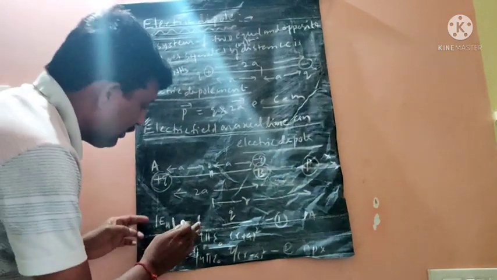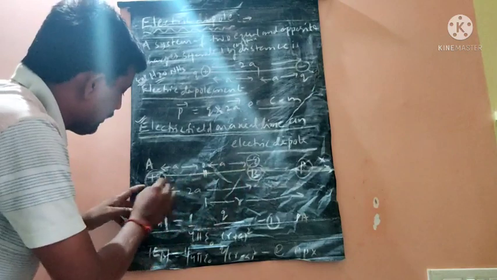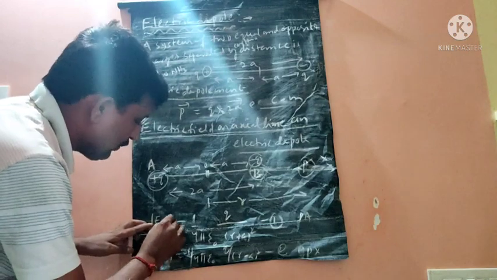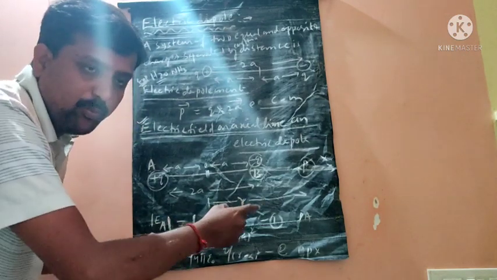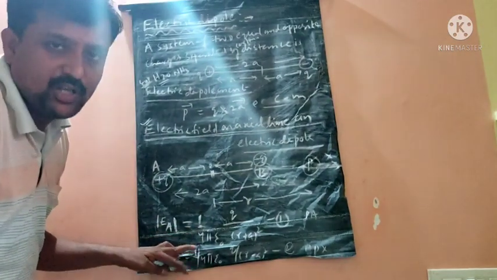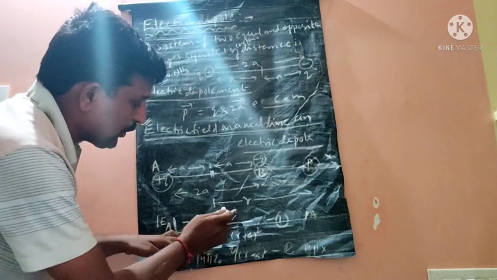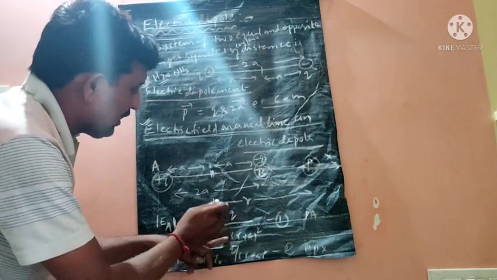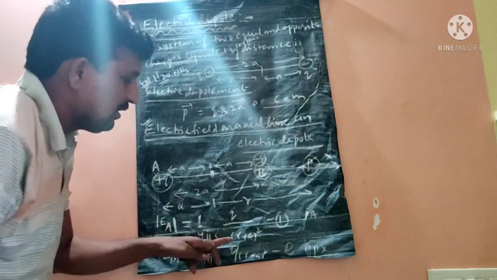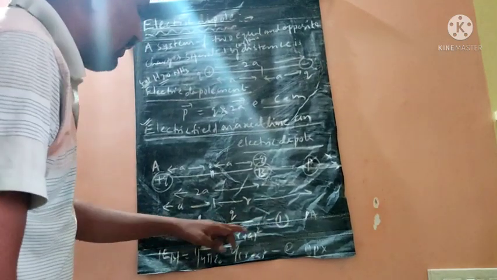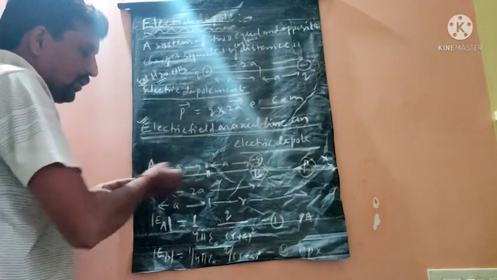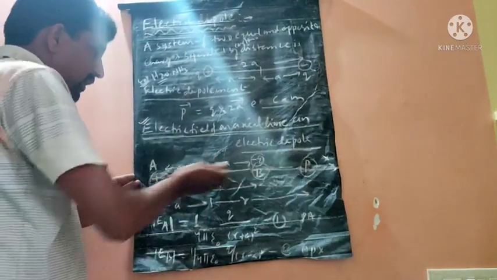Electric field due to point charge plus q, EA, is equal to, we know that the electric field due to a point charge is E equal to 1 by 4 pi epsilon naught q by r square. Here, 1 by 4 pi epsilon naught q by, what is the distance? r plus a whole square. This is equation number 1. So the electric field is in the direction of PA, in this direction.